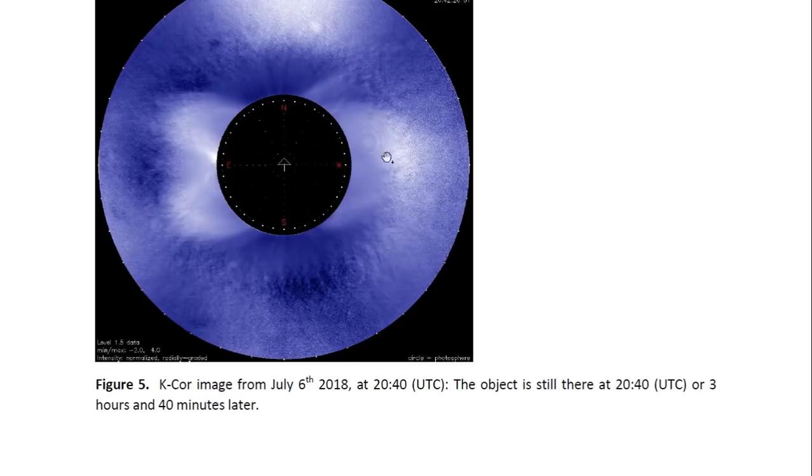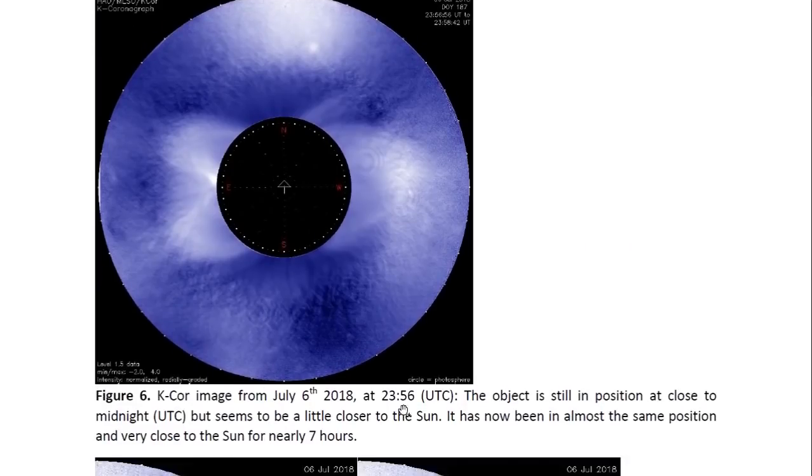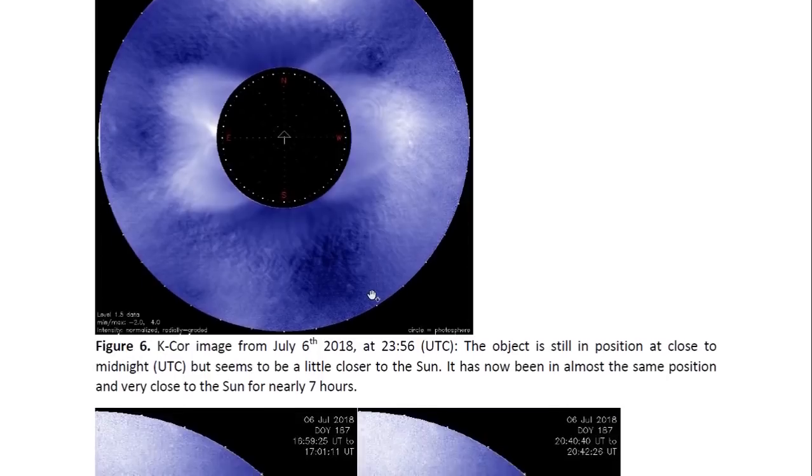Now this image is from 2040, still on July 6th. As you can see, the object is still there. This is 3 hours and 40 minutes later. And this image is from 2356, and I will show below that the object has moved slightly now. There appears to be another one showing up there, but this means that the object has now been very, very close to the sun, very close to the sun's surface or the photosphere for nearly 7 hours.